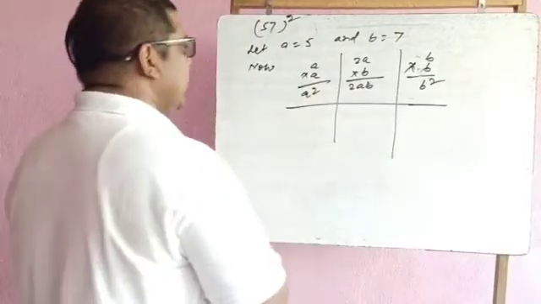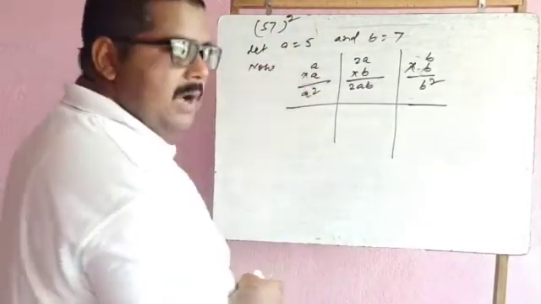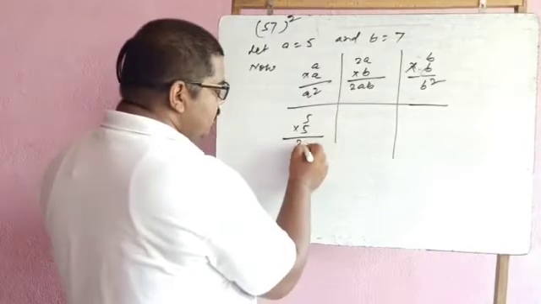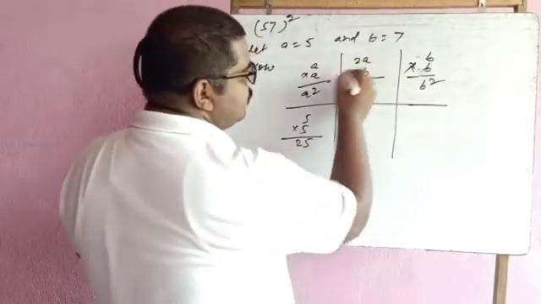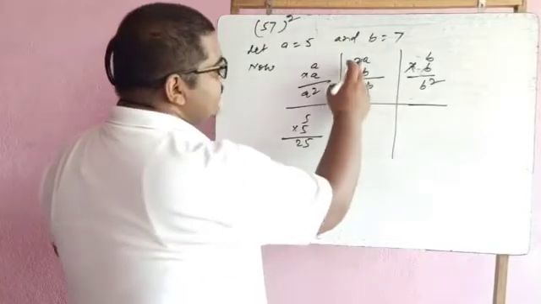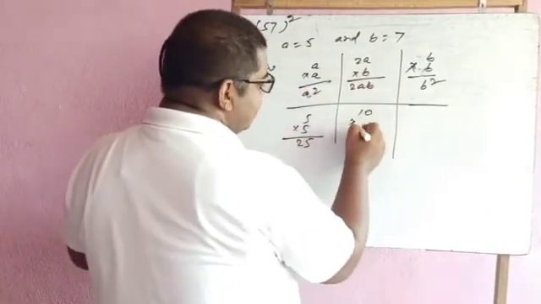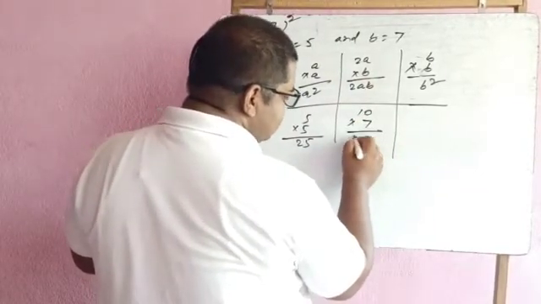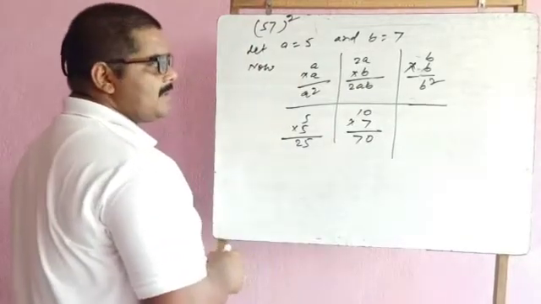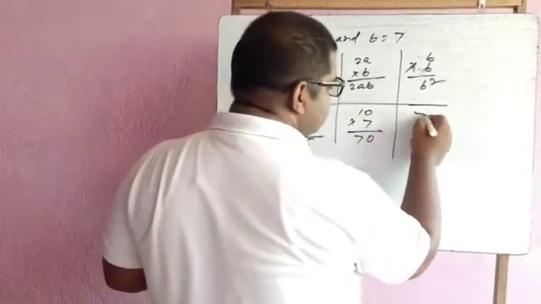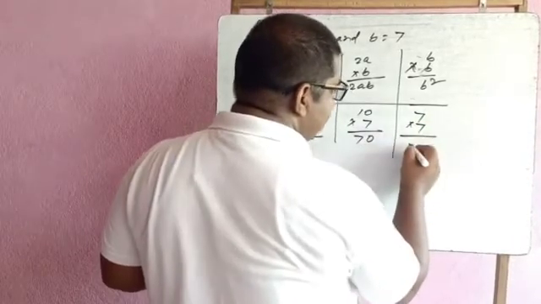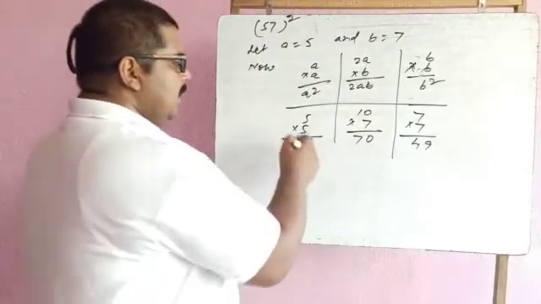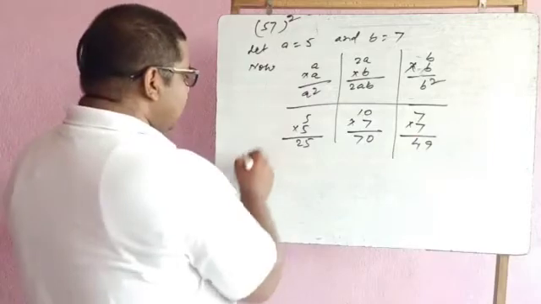Now you can see that in place of A you have to put 5. So 5 multiplied by 5, what will be the result? You know that it is 25. Now 2 into A, 2A, means 2 into 5 is 10, multiplied by the value of B, 7, and the result is 10 into 7, which is 70. And the value of B is 7, so 7 multiplied by 7 gives 49. Now you have to do this process.